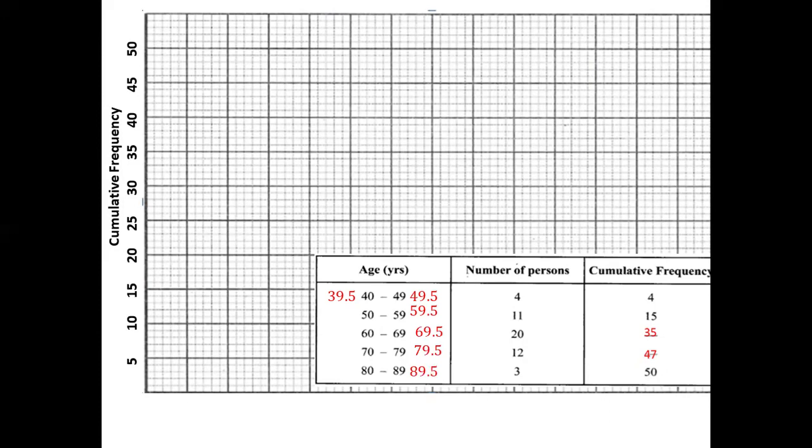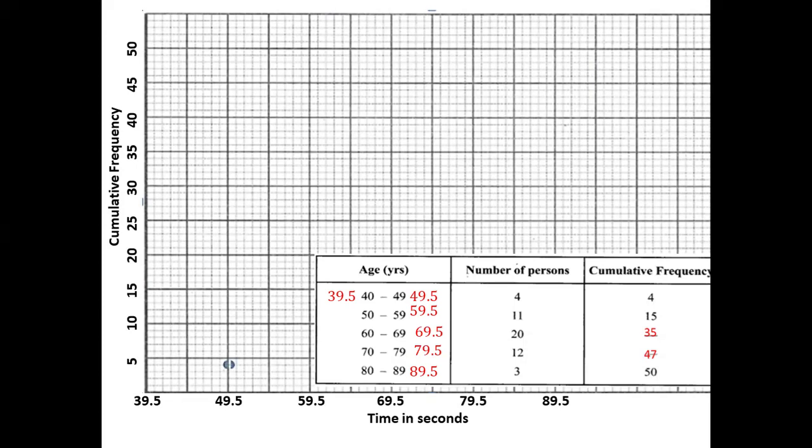And in plotting our information here now, we're not going to plot this column of persons. What we're going to be plotting is the cumulative frequency. Right? So putting in our x-axis labeling there, horizontal axis, and we're starting with our lower boundary 39.5.